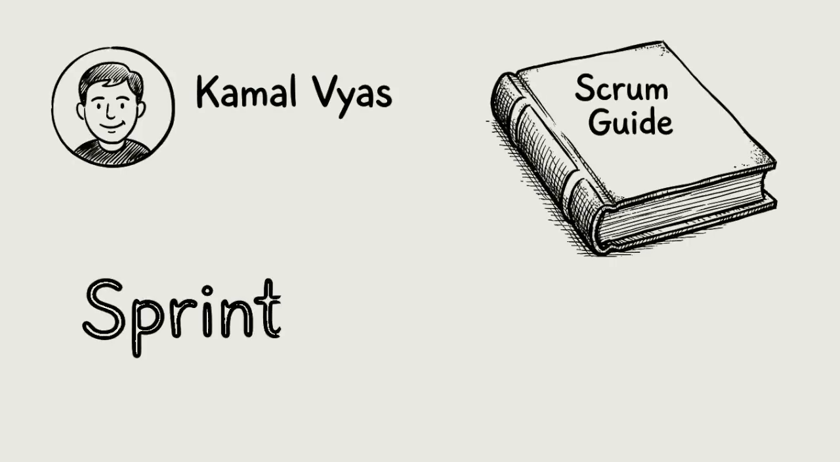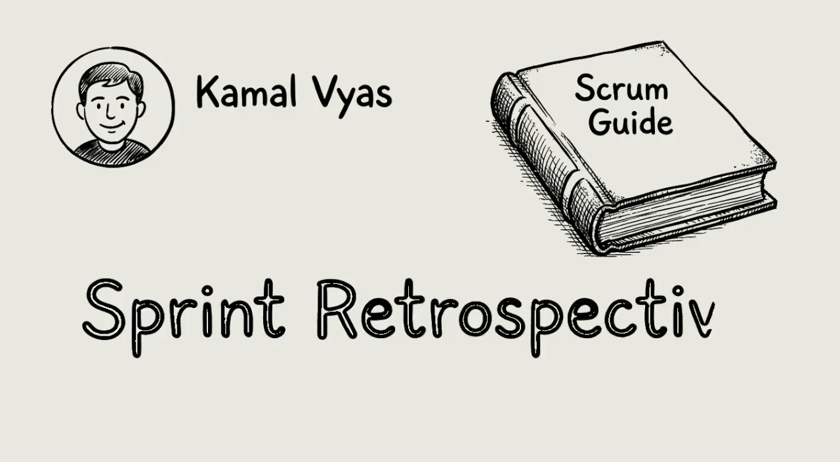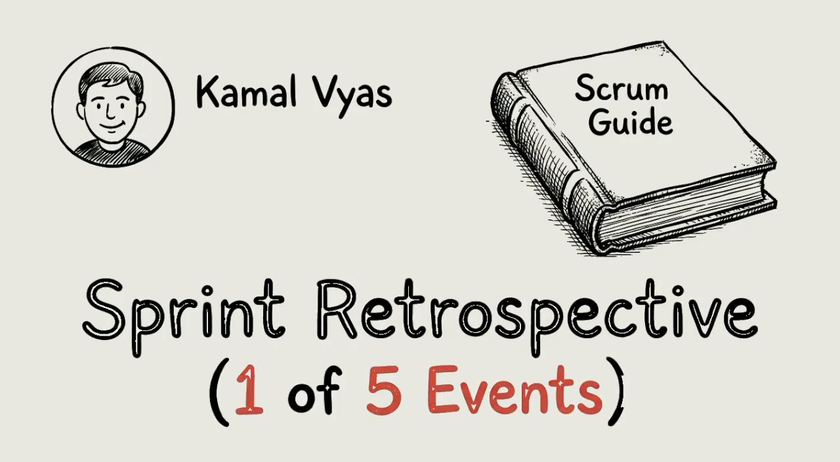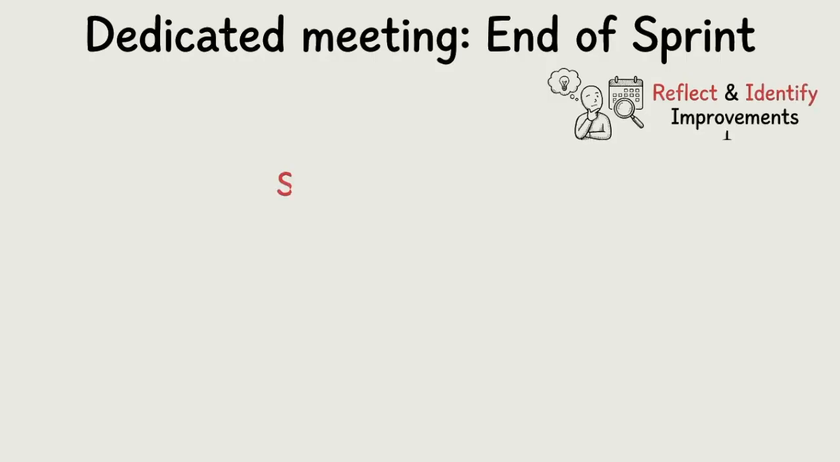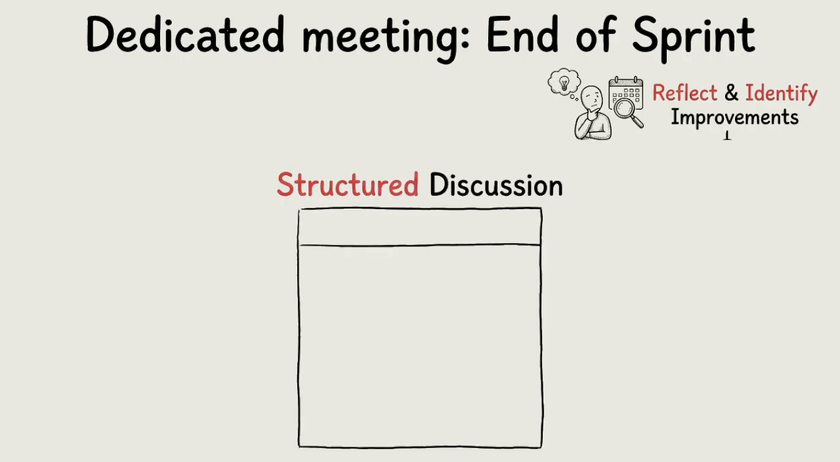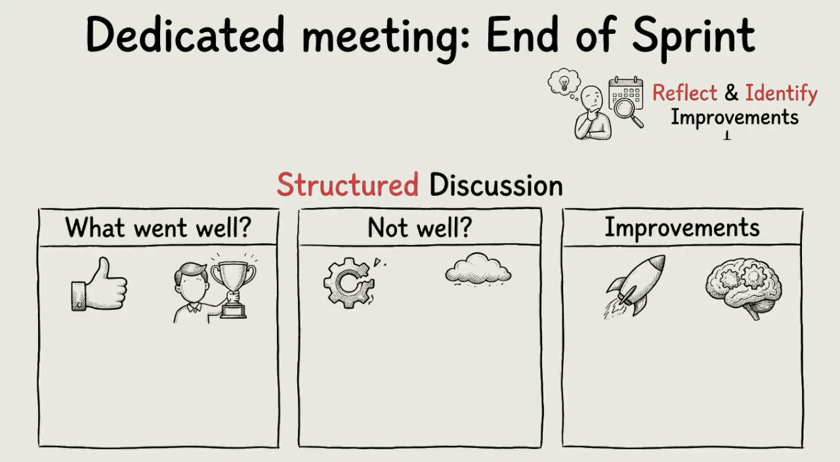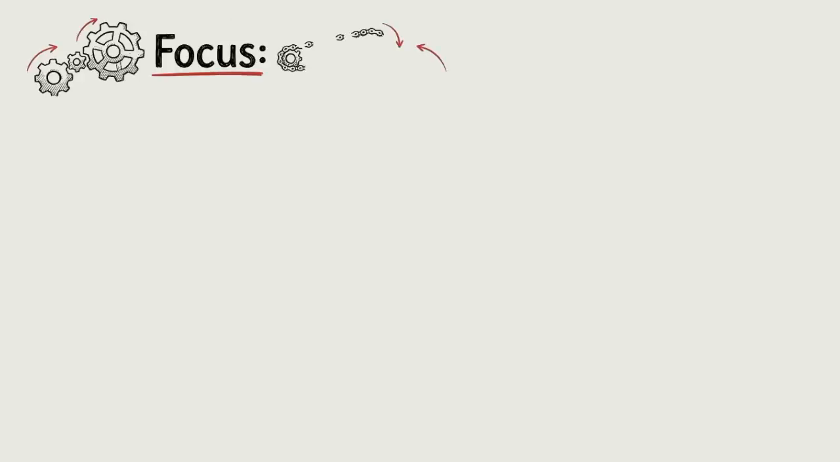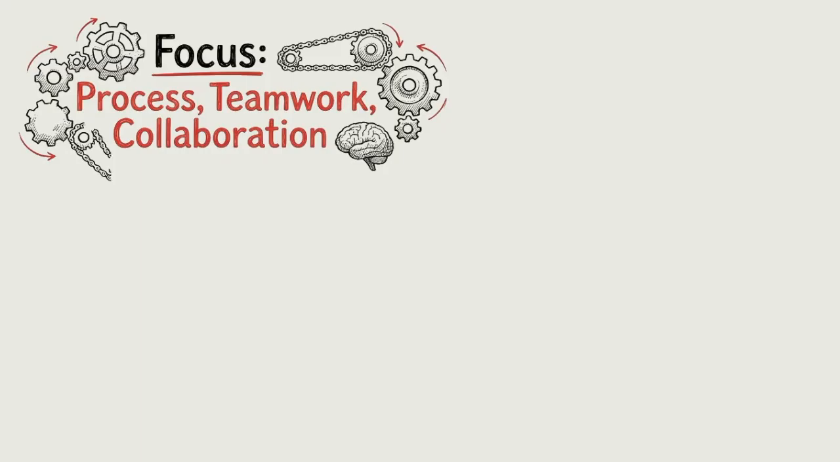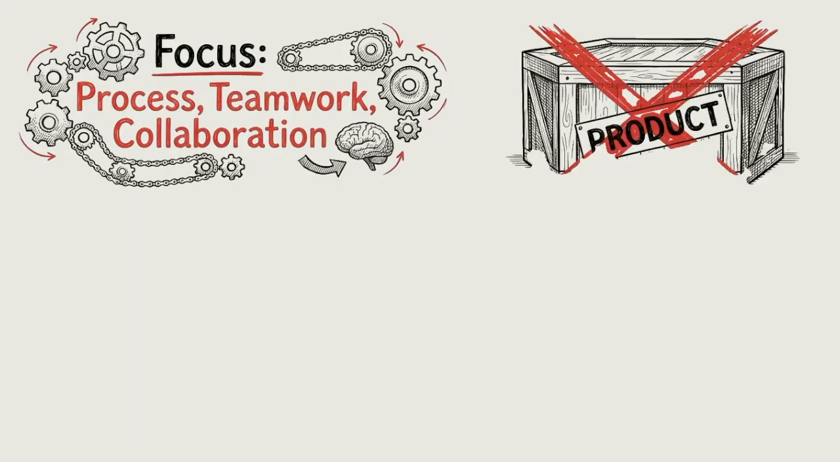Sprint Retrospective is one of the 5 events defined in the Scrum framework as per the Scrum guide. It is a dedicated meeting conducted at the end of every sprint where the Scrum team reflects on how the sprint went and identifies ways to improve in the next sprint. Sprint Retrospective is a structured discussion where the team talks about what went well, what did not go well, and what can be improved. It actually focuses on improving the process, teamwork, and collaboration, and not on reviewing the product.